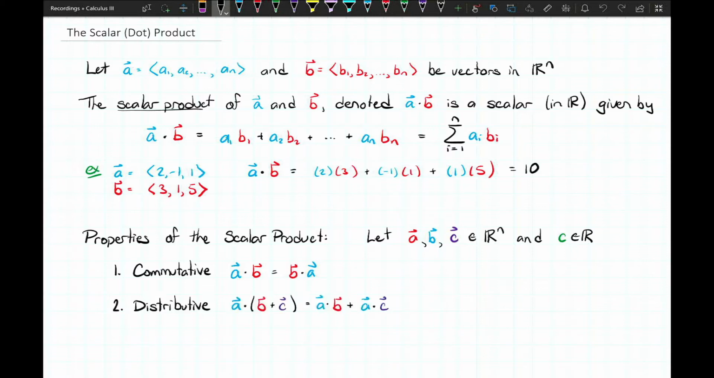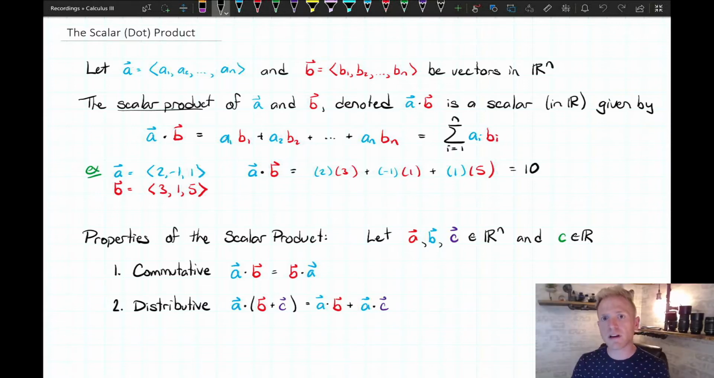The next property is called the distributive property. Think about this as basically like distributing multiplication over addition in real numbers, except that here we're actually distributing a dot product or scalar product over vector addition. So it's very similar. A dot B plus A dot C. So you can see that that's essentially the same kind of distributive property that we get in real numbers. And you can also distribute from the right-hand side in a similar fashion because of the commutative property.